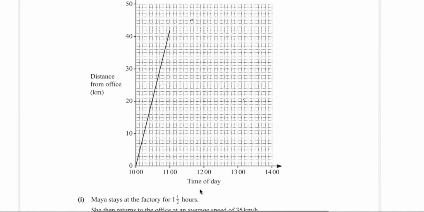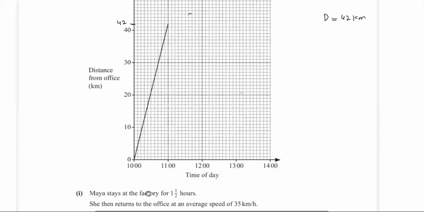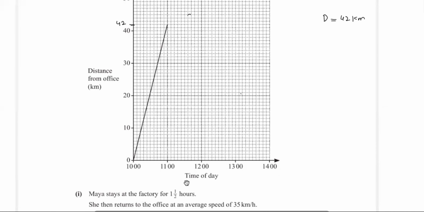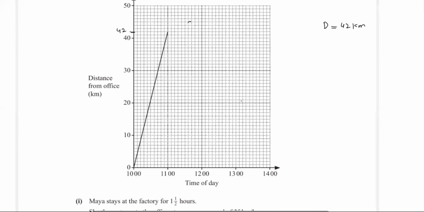You see here the distance between the office and the factory is 42 kilometers. You see here, this is the 42. Now we write here that the factory is 42 kilometers away from the office. Now she stays at the factory for 1.5 hours. You see here, this is the position at 11 o'clock. She reached the factory and she stays 1 hour and 30 minutes.